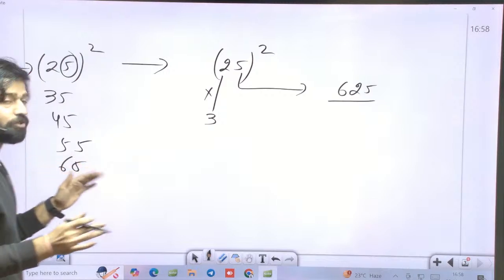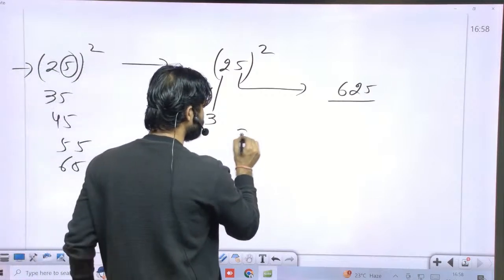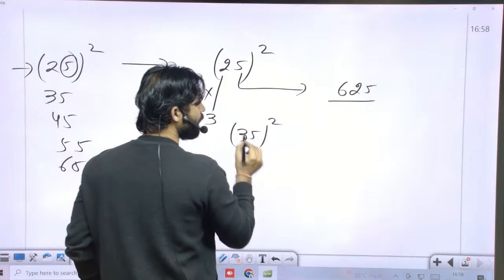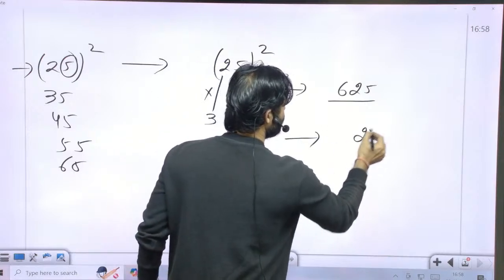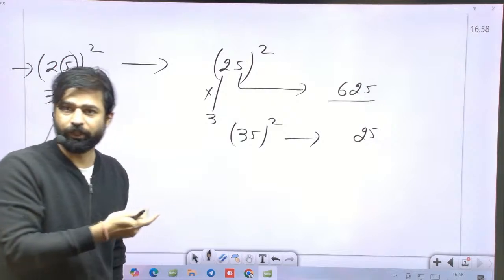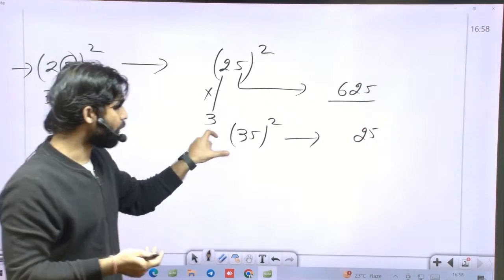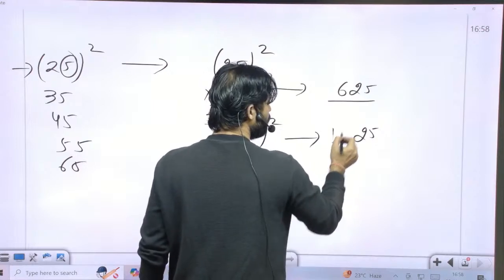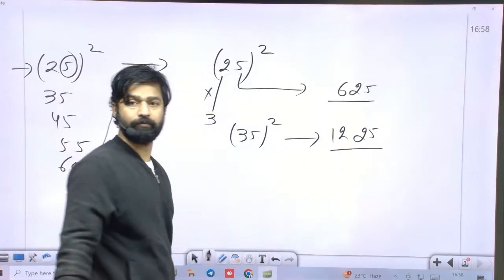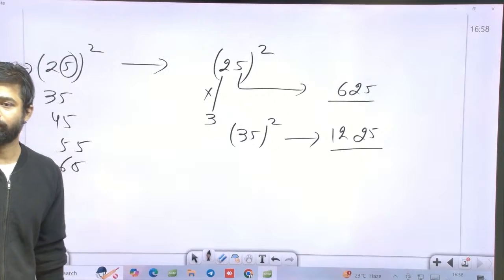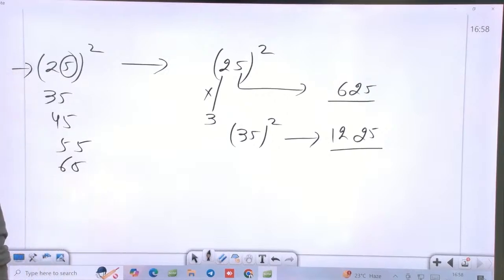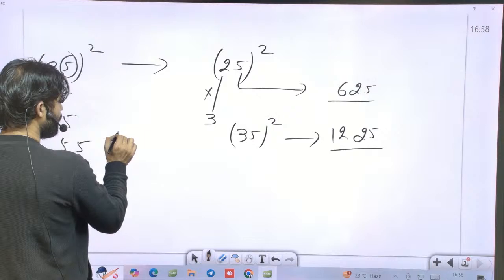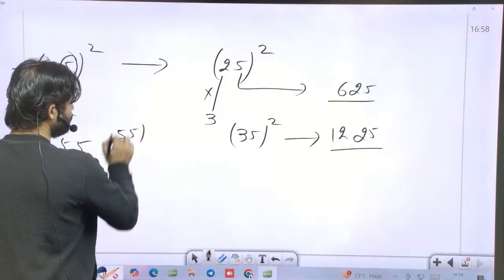Okay, let's do 35 now. So we have to square that 5. We know it very well, it is 25. The next consecutive number to 3 is 4. So 4 into 3. So the answer is 1225. Okay. Let's do one more, 55. Hurry up.